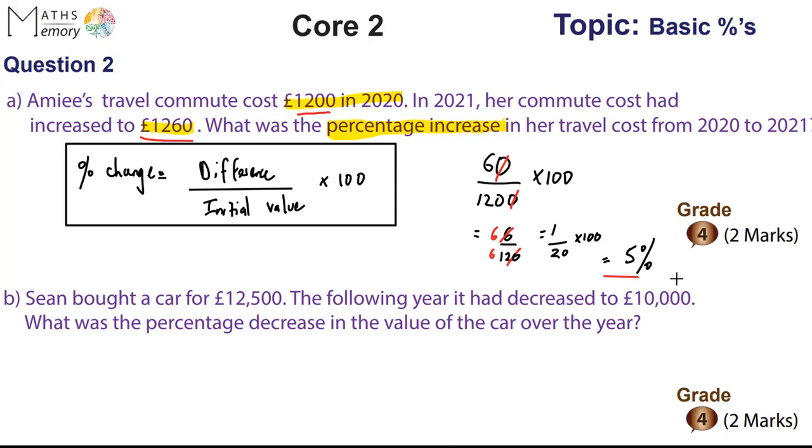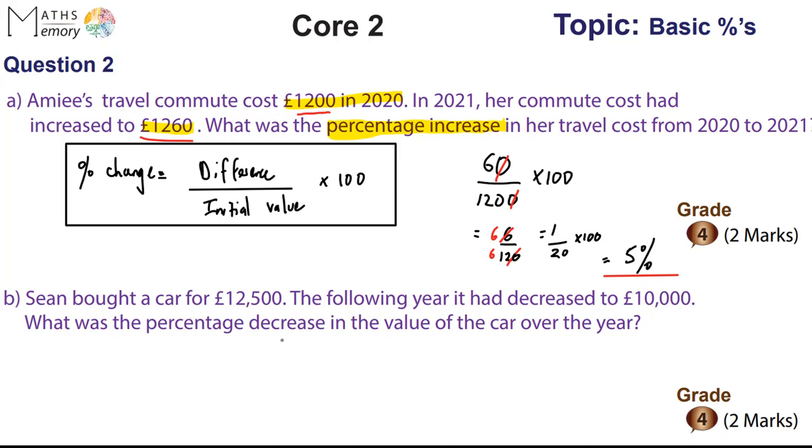So look back at that formula. 5%. Right, part B. Sean bought a car for £12,500. The following year, it had decreased to £10,000. So what was the percentage decrease in the value of the car over the year? That's what you want to find out.